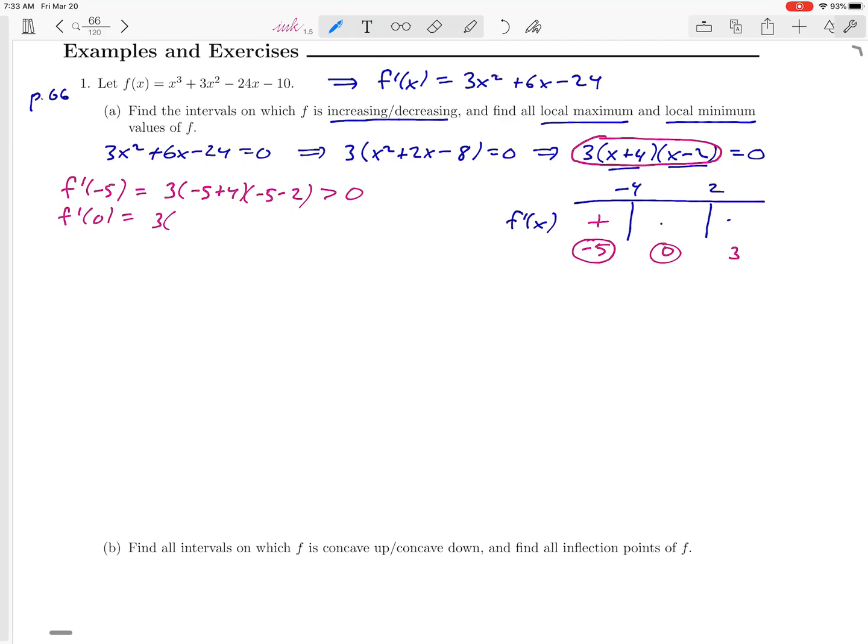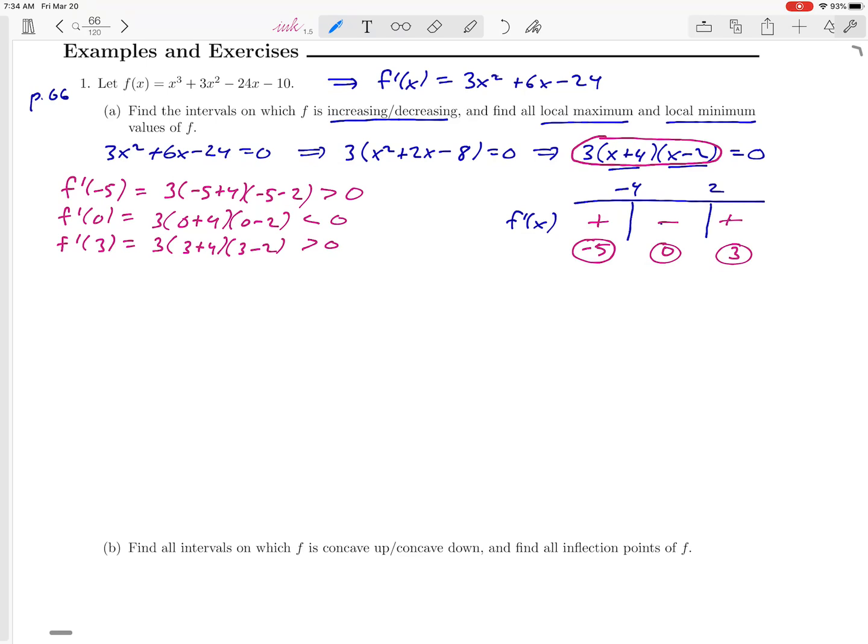Okay, and then we move on to 0. 3 times 0 plus 4 times 0 minus 2. Do that multiplication. 3 times 4 times negative 2. This time we get a negative number. Okay, and then finally we come to 3. 3 times 3 plus 4 times 3 minus 2. This time, all 3 numbers are positive. And so we're going to get a plus sign there.